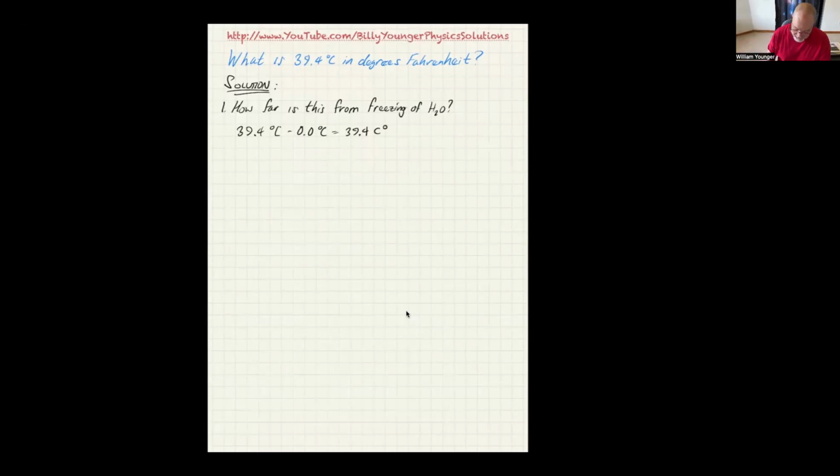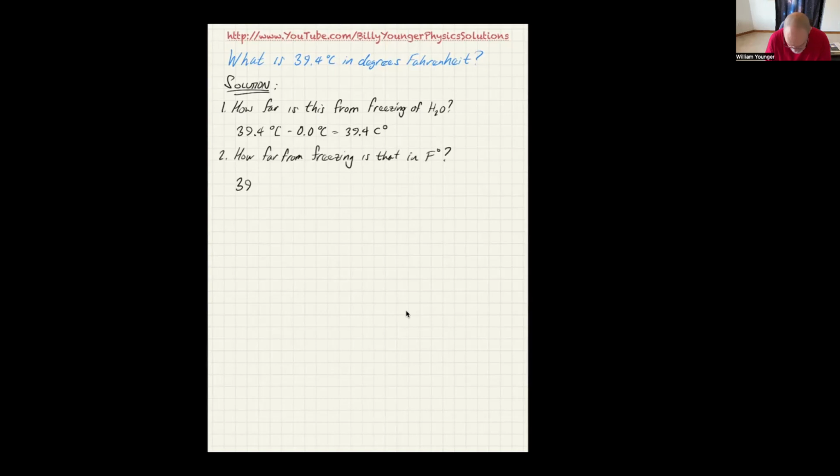Now that I have the distance from freezing in the Celsius scale, I need to know how far that is from freezing in Fahrenheit. So how far from freezing is that in Fahrenheit degrees? So now we're going to use that delta T over delta T fraction that we set up, that comes basically from realizing the difference in temperature from freezing to boiling. For Fahrenheit is 180. In other words, 212 minus 32 is 180. And in Celsius is 100.